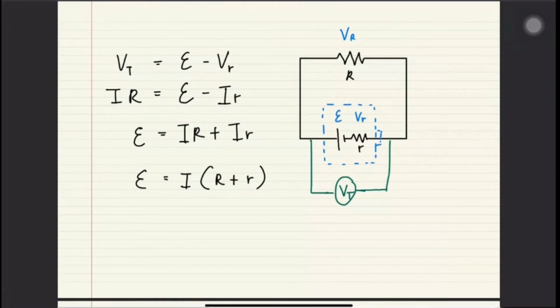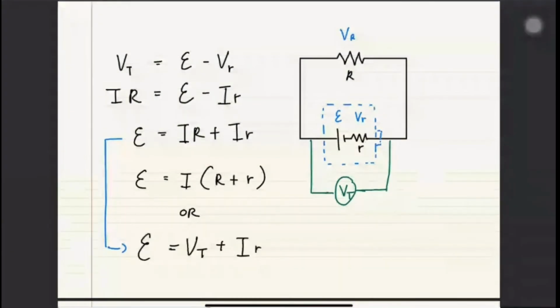Okay, or I can write equation from this one. I can write epsilon equals to V terminal plus Ir. Okay, so basically saya tukar yang ni lah, jadi V terminal balik and then tambah Ir. So this two formula is very important. Okay, maybe selalu gunalah dekat dalam satu topik yang ini.